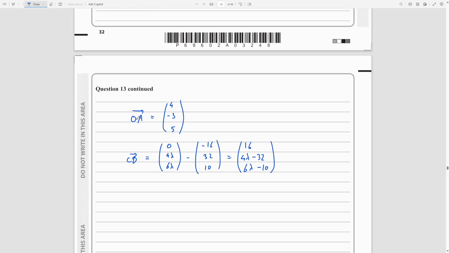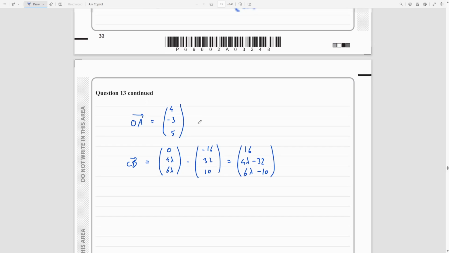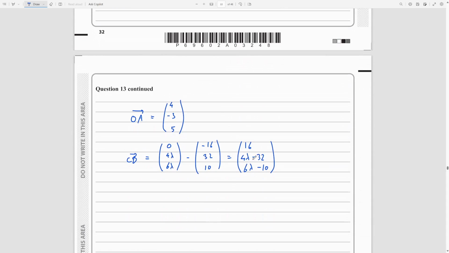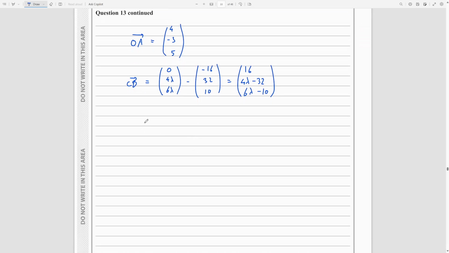So these two things, OA and CD, are supposed to be parallel. What does that mean? It means that this is a multiple of that. Now, they want the modulus of OD. So if we can work out what lambda is, we should be able to do it. So what do we know? We know that 16, 4 lambda minus 32, 6 lambda minus 10 is some multiple. I guess I won't use k, I'll use M, of 4 minus 3, 5. So we can see just from the i coordinate that M has to be 4.